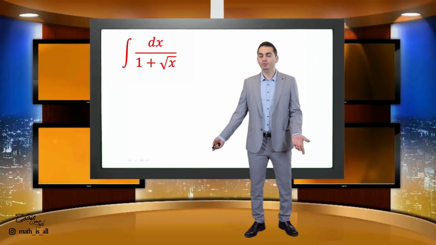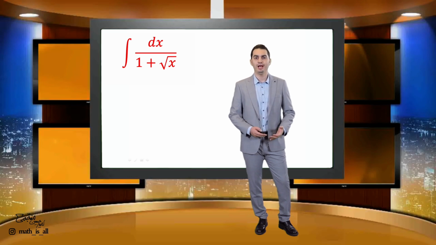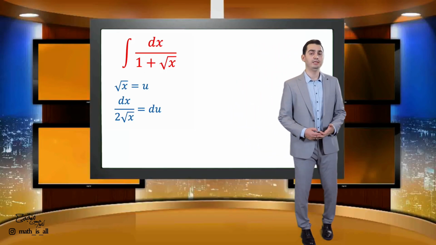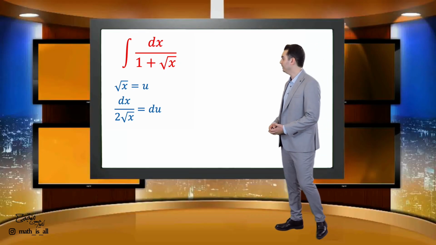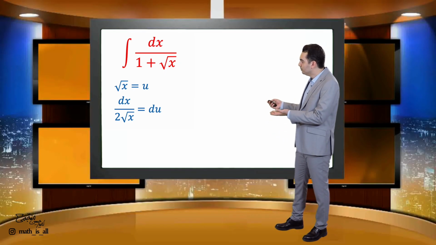So what do we choose for u? Square root of x. Let's start with that. We said u equal to the square root of x. The differential becomes dx over 2 times root x equals du. Now you might ask, I have u, but what do I do with this messy differential? The key point is that the differential involves the very u we selected.